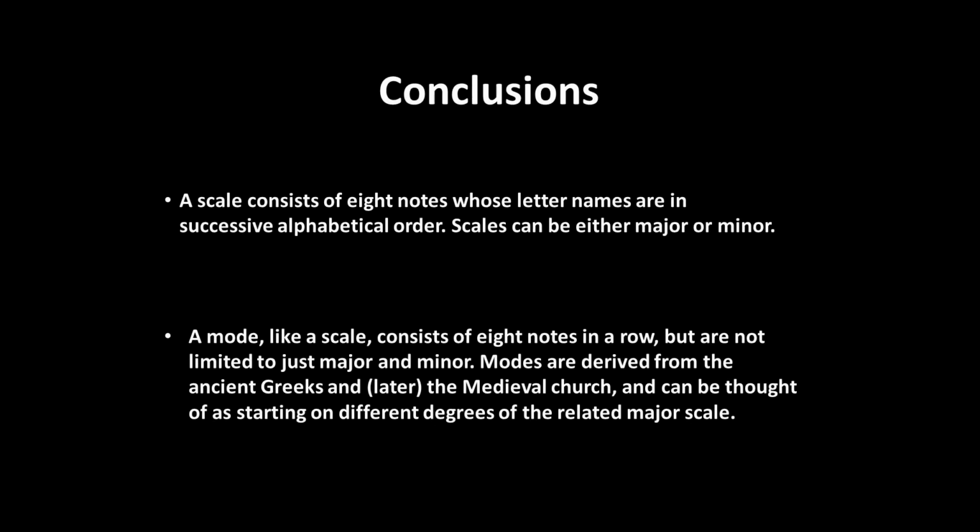From conclusions, what we learned. A scale consists of 8 notes whose letter names are in successive alphabetical order. Scales can be either major or minor. A mode, like a scale, consists of 8 notes in a row, but are not limited to just the major and minor. Most are derived from the ancient Greeks and the medieval church, and can be thought of as starting on different degrees of the related major scale.